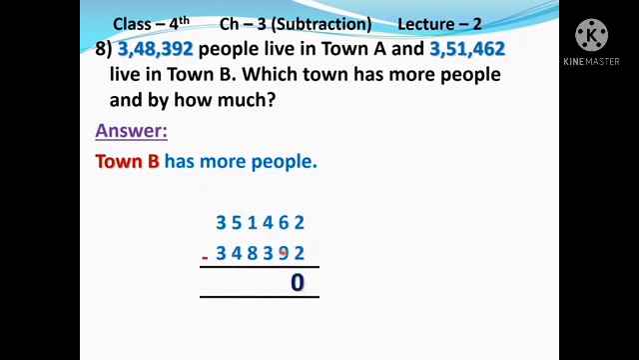Now see, 6 minus 9, it is not possible. So we will take borrow from this 4. So this 4 will become 3 and this 6 will become 16. 16 minus 9, 7. 3 minus 3, 0. Now see, 1 minus 8, it is not possible. So we will take borrow from this 5. So this 5 will become 4 and this 1 will become 11. 11 minus 8, 3. 4 minus 4, 0 and 3 minus 3, 0. Clear? Therefore, by 3070, town B has more people than town A. Clear?